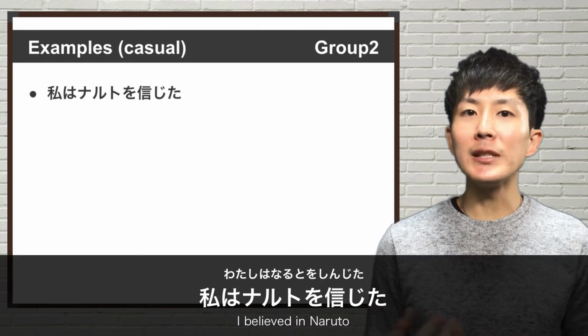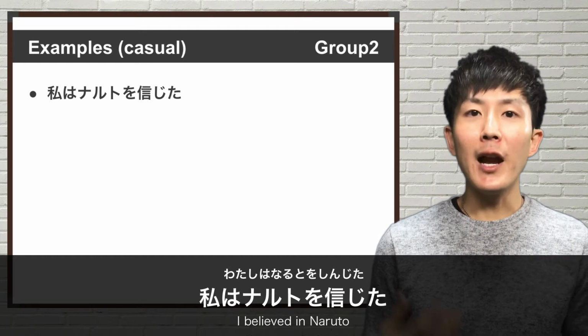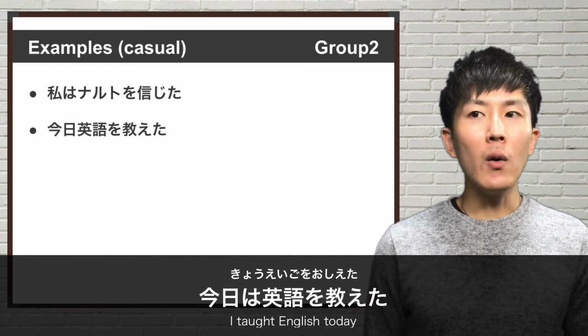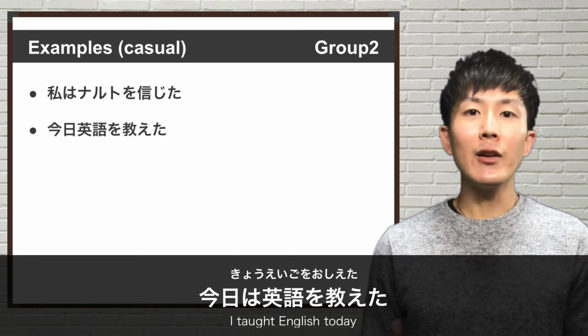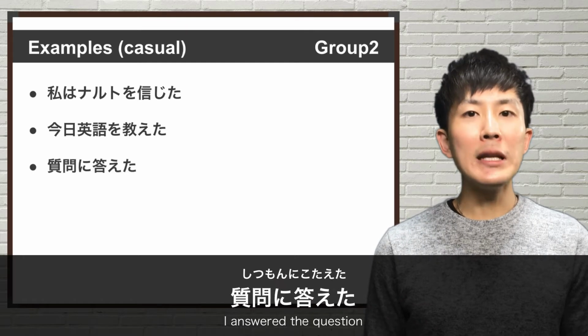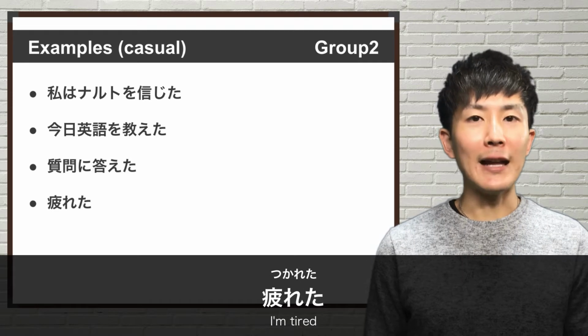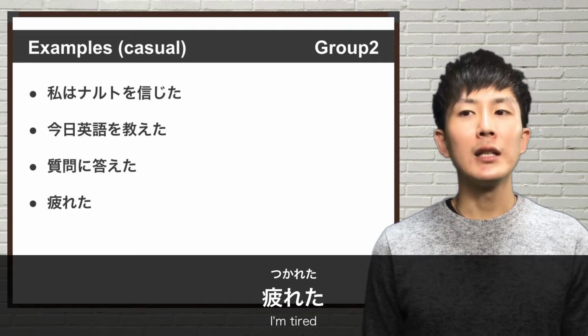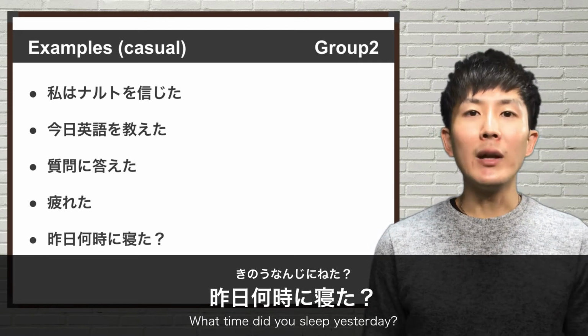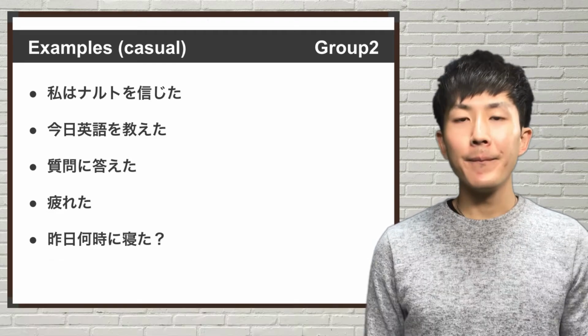Okay, I'm going to show you example sentences. 私はナルトを信じた。I believed in Naruto. 今日英語を教えた。I taught English today. 質問に答えた。I answered the question. 疲れた。I'm tired. 昨日何時に寝た？What time did you sleep yesterday?